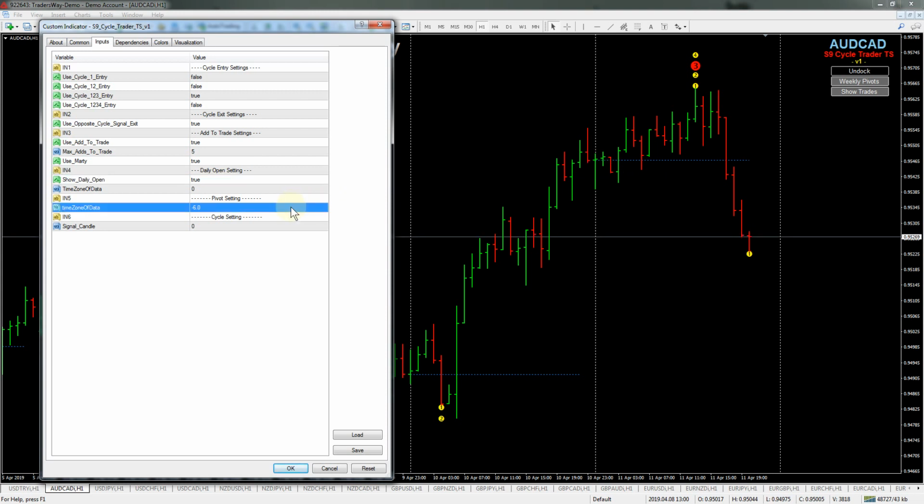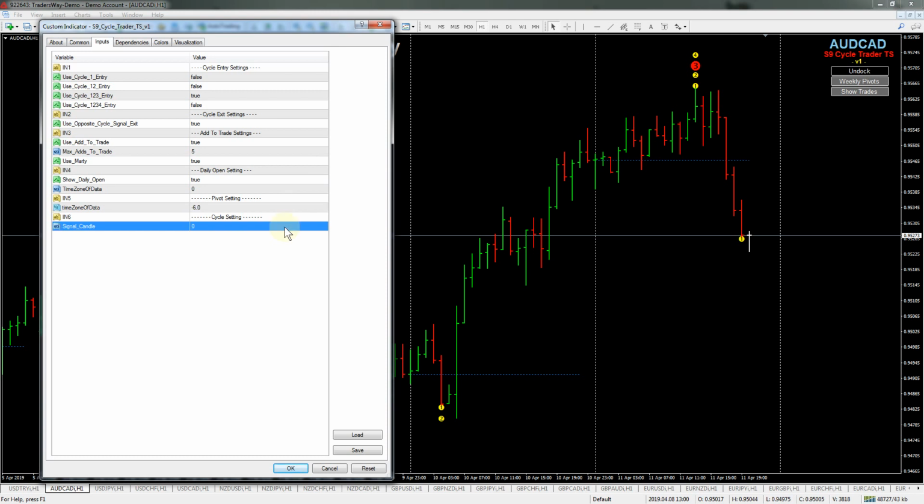Pivots is just like we've had before. You have to adjust this to get the correct pivots. Pivots are not used by the TS. They're only there for you to look at if you want to look at them. They just come in handy, and they've got a button up here where you can turn them on or off.